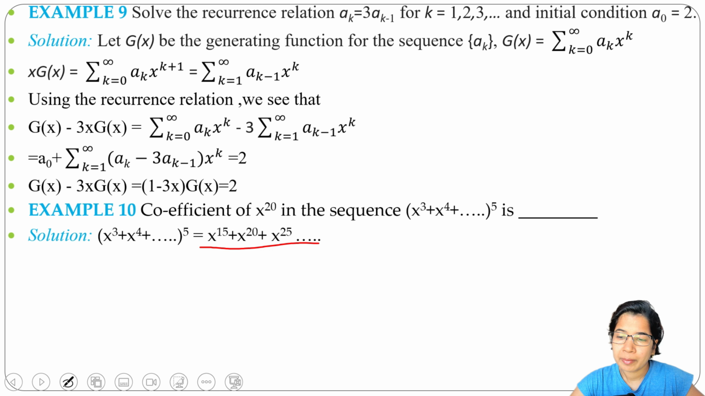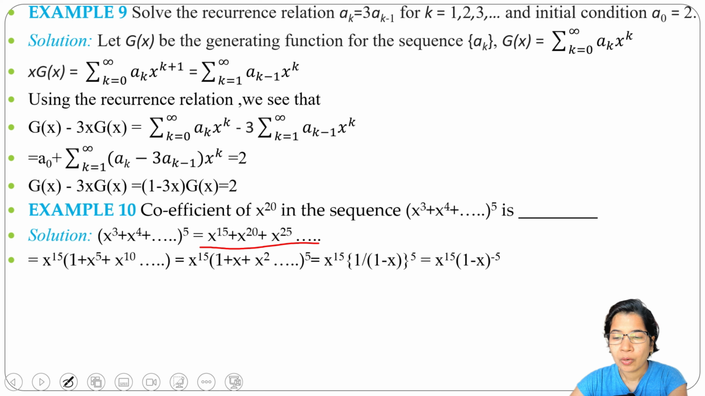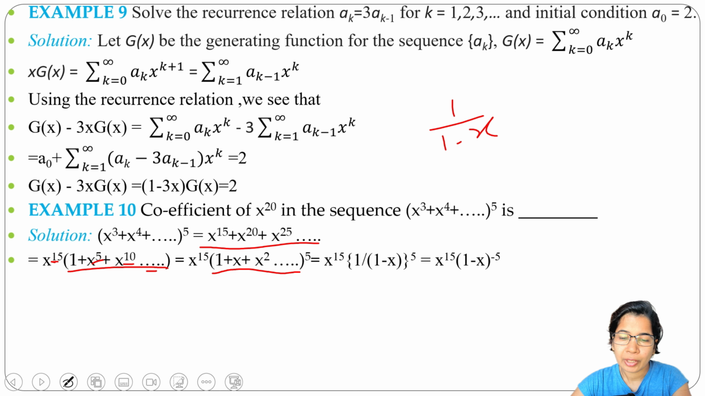After taking x^15 common, we get x^15 (1 + x^5 + x^10 + ...) — 5 plus 15 is 20, 15 plus 10 is 25, like this till infinity. From this sequence we can take the power as 5, so 1 + x^5 + x^10 till infinity. This is a geometric sequence, and for this we know the formula. Applying it, it will be 1/(1 - x^5), so in place of 1 + x^5 + ... till infinity, you can write 1 divided by (1 - x^5).